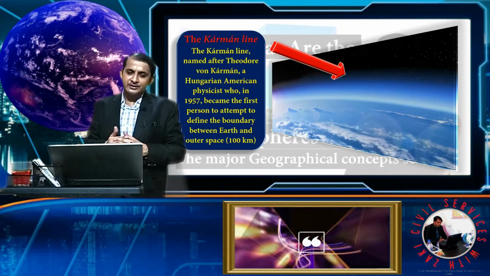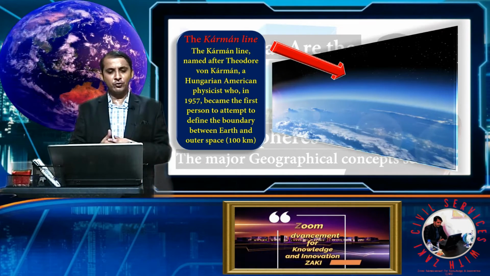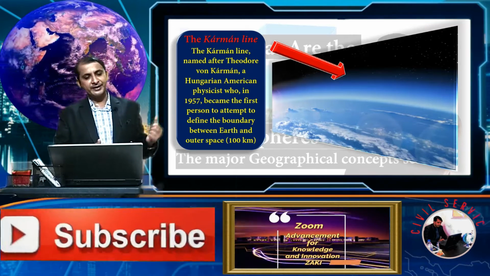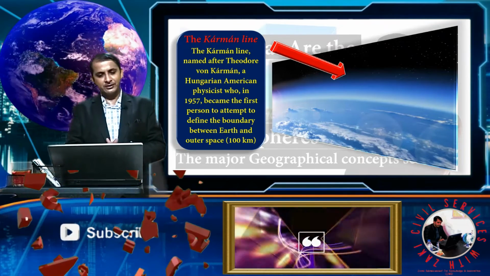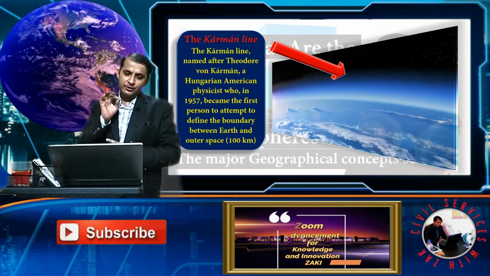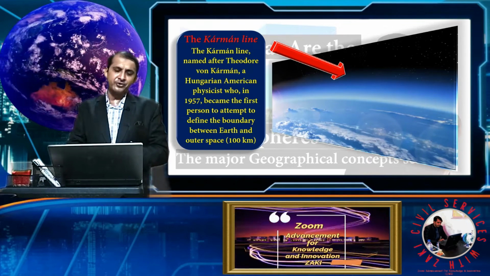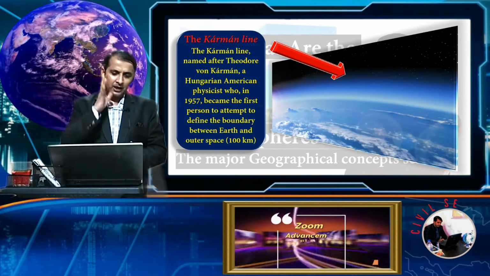So what is the Karman Line? The Karman Line is named after Theodore von Karman, a Hungarian-American physicist who in 1957 became the first person to attempt to define the boundary between the Earth and outer space.